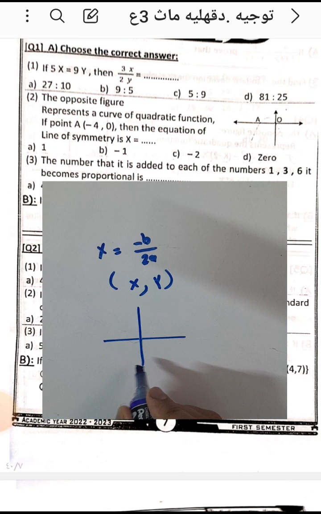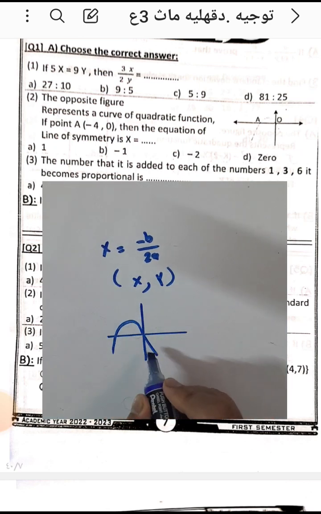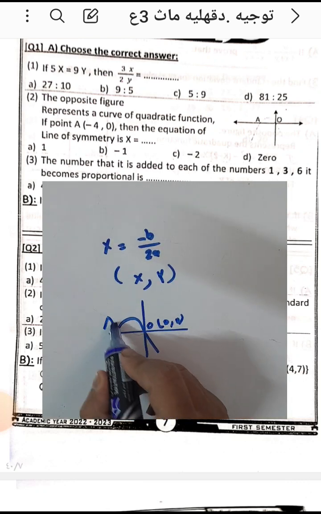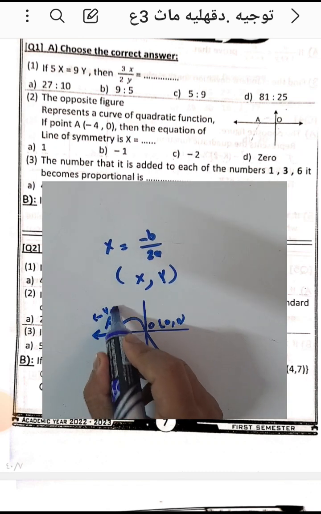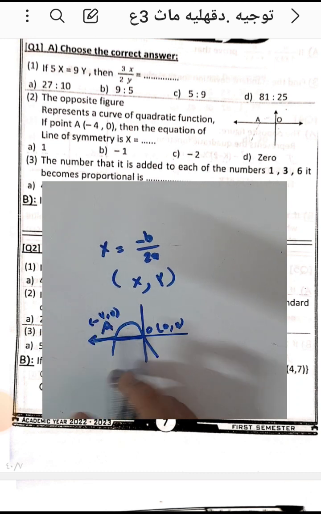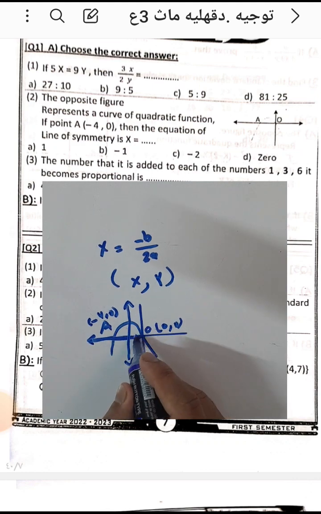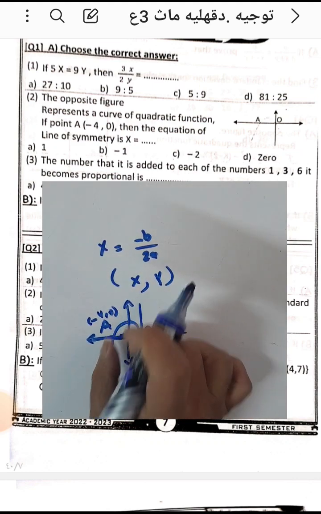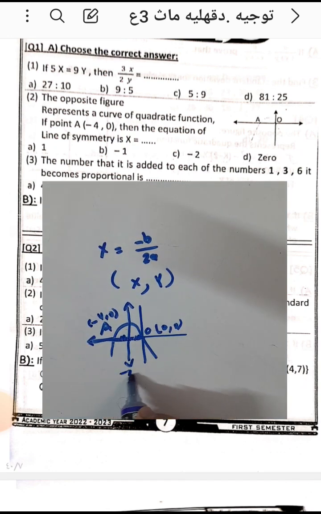We have the curve going up and passing through the origin point here. This point equals 0 and 0, and point A will be -4 and 0. Then this side length will be 4. Then the line of symmetry passes through the middle of the base. This part is congruent to this part, then this point will be -2 and 0.